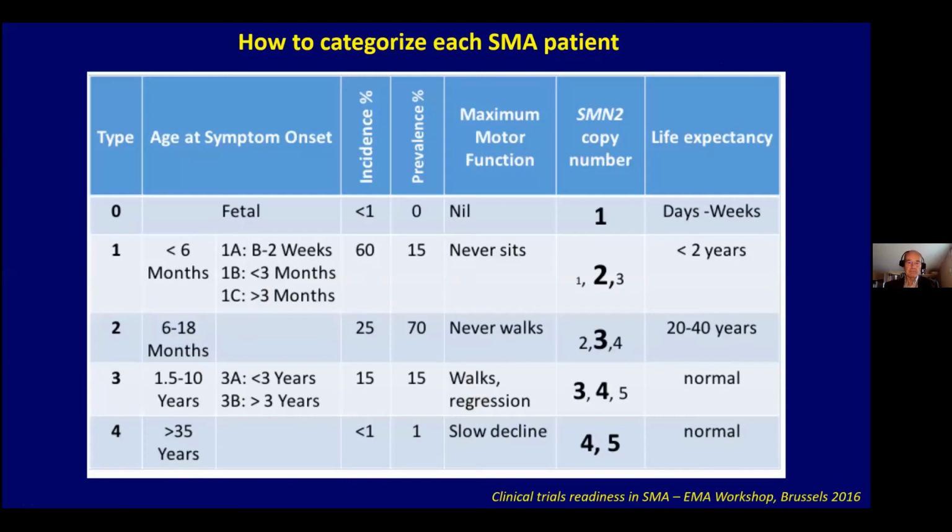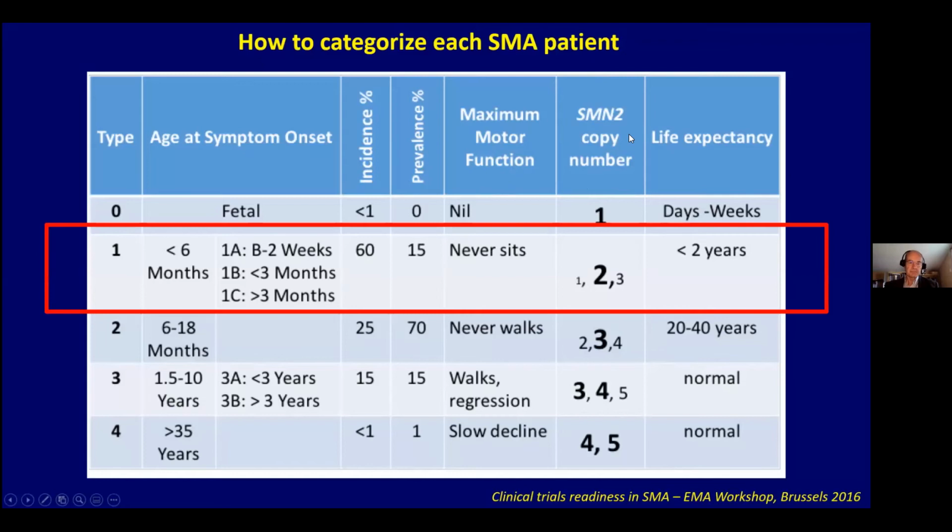We can categorize these patients according to the age of onset, as I mentioned, or the maximum motor function achieved by the child. We could also incorporate other markers or other parameters to define the prognosis of every kid. And for that, we use the SMN2 copy number, which is a good biomarker that I will explain to you in a moment. But keep in mind that the bulk of the SMA population in most countries is type 1 SMA patients. That is, again, the most severe form of the disease.